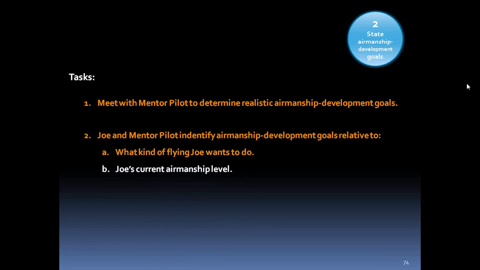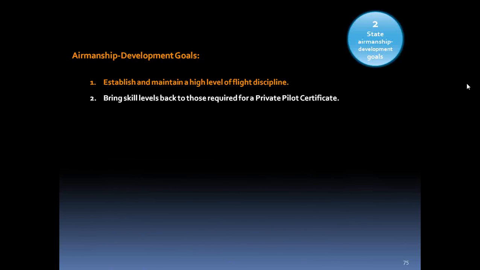Of course, we have to take into account Joe's current airmanship level. That's why we went through the process of evaluating that. And then they came up with these goals. Joe's going to establish and maintain a high level of flight discipline. And remember, he's going to go through the webinars, so he's going to learn a lot more about what flight discipline is and how to achieve it. He's going to bring skill levels back to those required for private pilot certificates. So that's his goal on this plan, is just get his skill back to what he needed for private pilot, because then he'll be safe for that kind of flying.